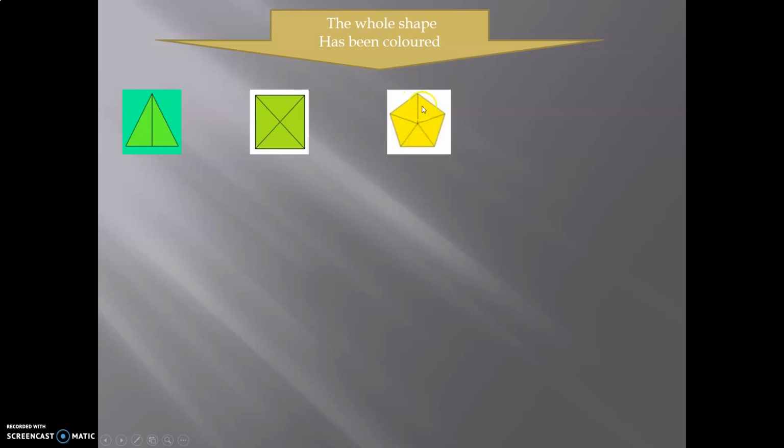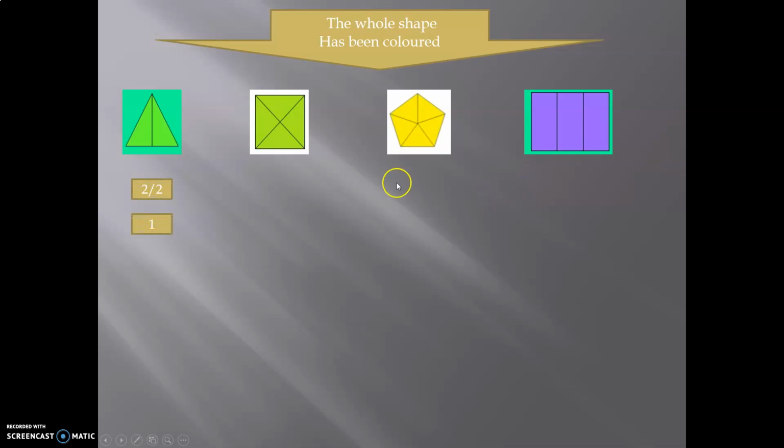Here, you finished how many parts? 1, 2, 3, 4, 5. I finished the 5 parts and my shape was already cut into 5 equal parts. It means I finished 5 out of 5. It means I finished the whole 1 part. Here, my shape was cut into 3 equal parts and at the same time I finished coloring 1, 2, 3. So I colored 3 parts out of the total 3 parts.